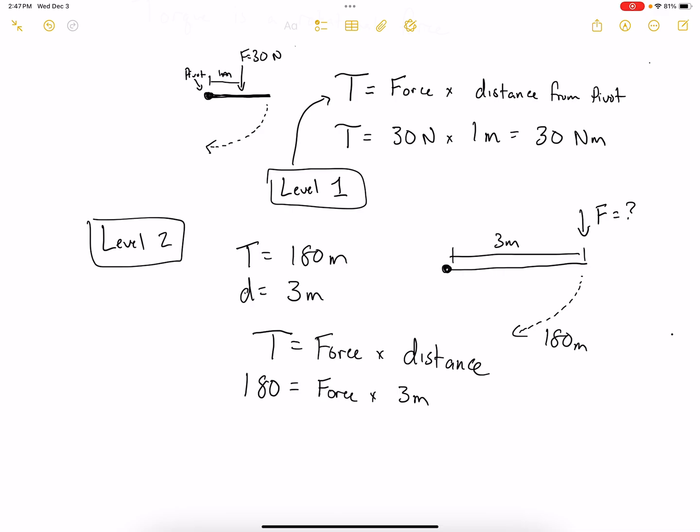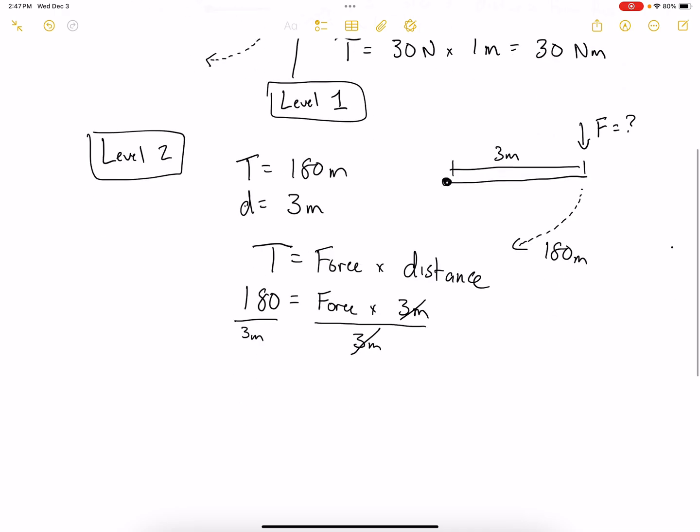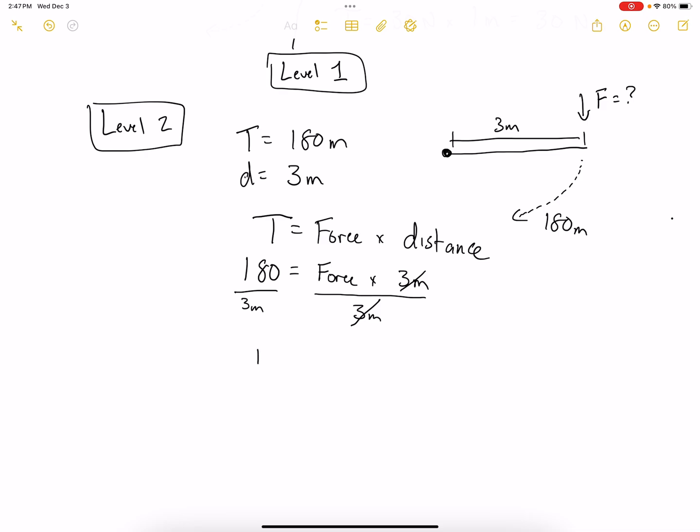And so if I find myself in a position like this and I need to solve for something that I don't know on that side of the equation, what I'm going to do in this case is divide both sides by 3 meters. On this side of the equal sign, this will cancel out. And on this side, I'm going to have 180 divided by 3, which is just 60. And so I know that I have 60 newtons of force is going to be needed to create 180 newton meters of torque at a 3 meter distance away from the pivot. So that's a level 2 problem.